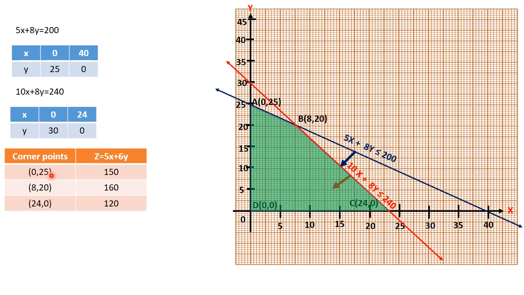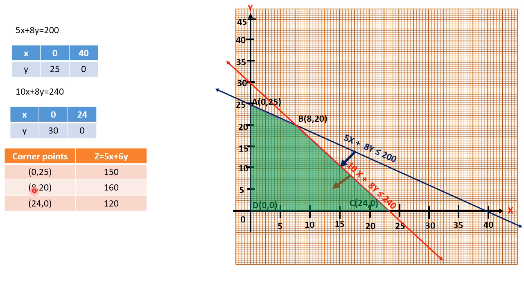So corner points are 0, 25, then next is 8, 20, and next is 24, 0. As I said before, 0, 0 is not necessary to take. Even if you take it, it's not a problem. And 0, 25, if you substitute in z is equal to 5x plus 6y, x is 0, y is 25. So this term is 0, then 6 into 25 will get us 150.